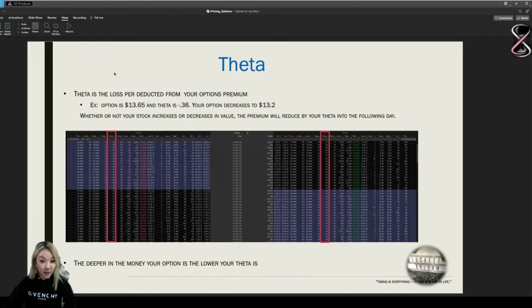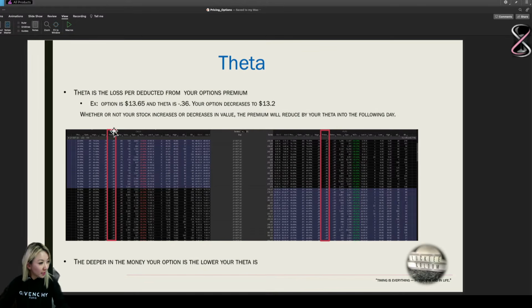So here's another example of theta, time decay. Whatever the theta is gets deducted from your options premium. So for example, let's say 13.65 right here, for this strike, and theta is 36 cents, 0.36. Your option decreases by 36 cents, so it would be 13.29. Whether or not your stock increases or decreases in value, the premium will reduce by your theta into the following day. So one day passes, and your time decay just starts kicking in. It's a ticking clock on reducing your option premium.